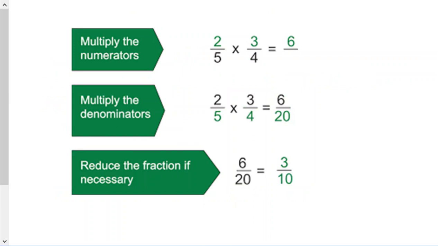So if we have 2/5 times 3/4, we can just multiply straight across. 2 times 3 in the numerators will give us 6, and 5 times 4 in the denominator will give us 20. So 2/5 times 3/4 will give us 6/20, and then we can reduce that to 3/10.